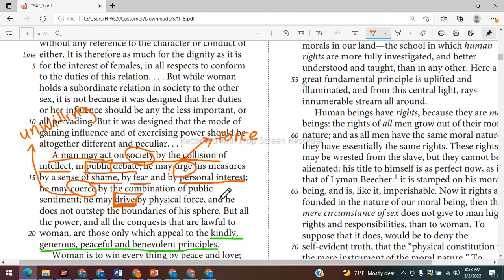And she says something else. And he does not outstep the boundaries of his sphere. So she's saying he is doing all of this, but he does not outstep the boundaries of his sphere. What does that mean? Repeat what you said, please. It says that he could do all of that, use power, use force, use coercion, interact in the public arena, and he could do all that, and he does not outstep the boundaries of his sphere. What does that mean?